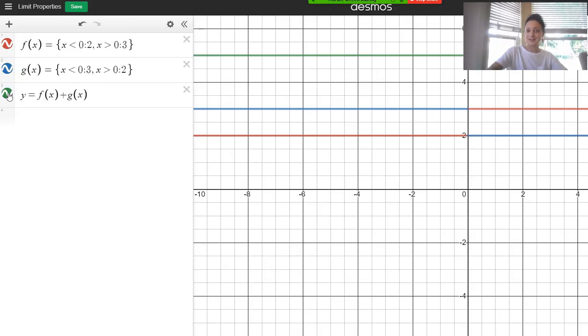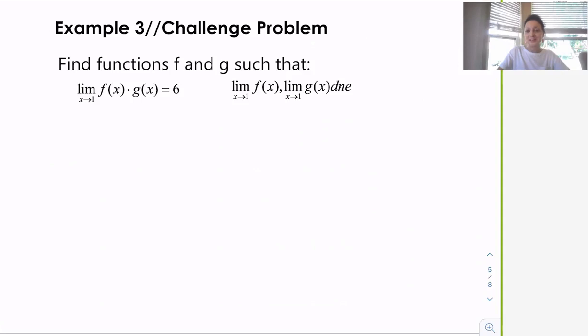That looks nice, right? So now I can see the full limit of that green graph does exist, even though when I looked at just the red or just the blue, the limit did not exist at x equals 0, right? But when I added them together, now I've got this nice limit that exists at x equals 0. So for example 3, I'm going to force a pause on your screen. Go ahead and copy this and attempt it, and we will talk about the solution in class.